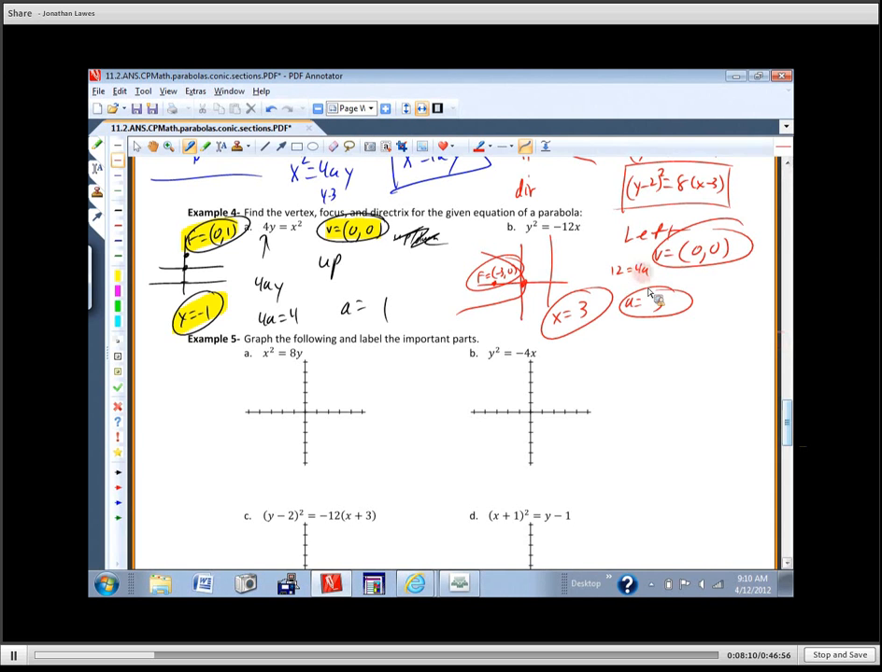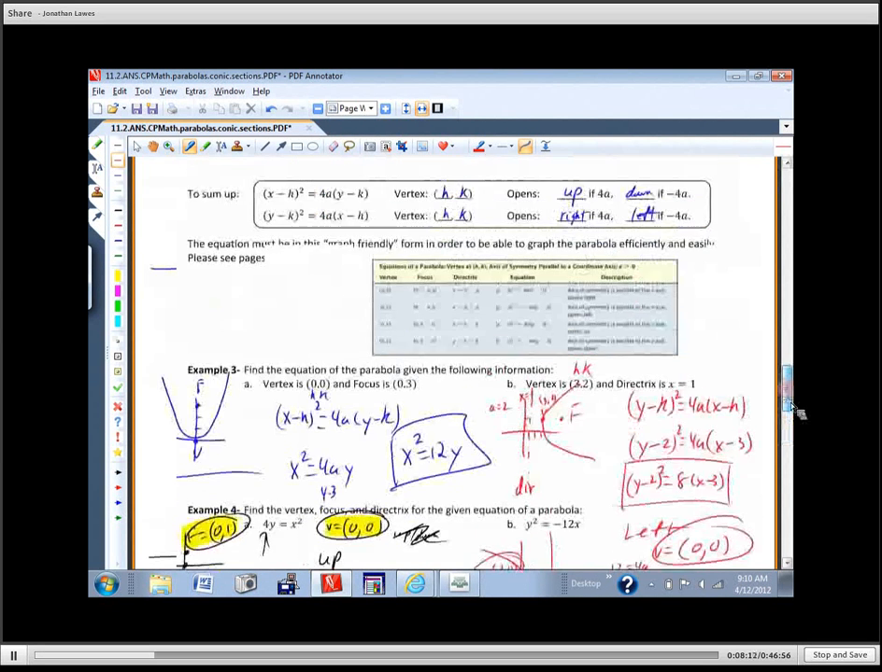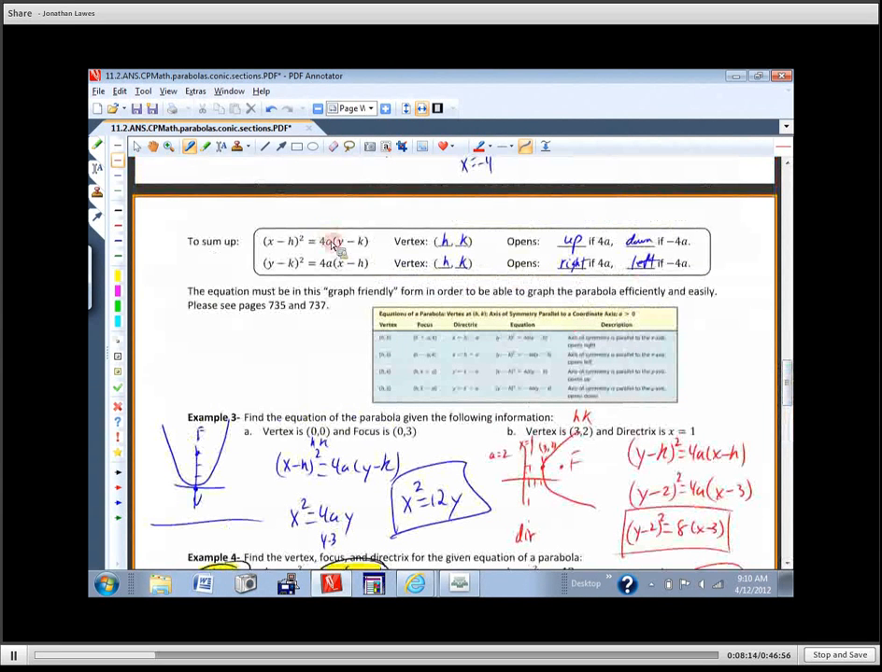That 4 from the formula. Remember when we derived this, the number in front here is always 4 times whatever A was, and A is the distance from the vertex to the focus or the vertex to the directrix. Yeah, sure. Okay, anything else?